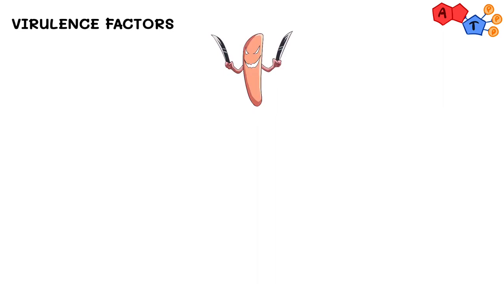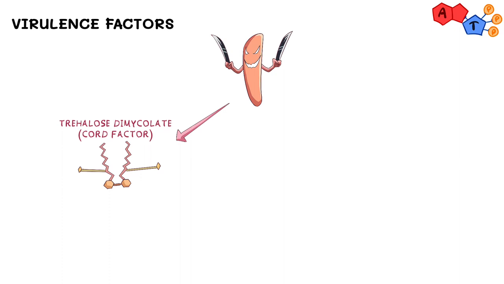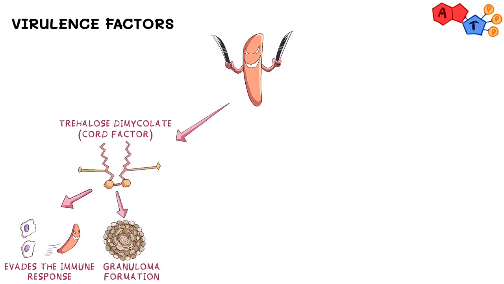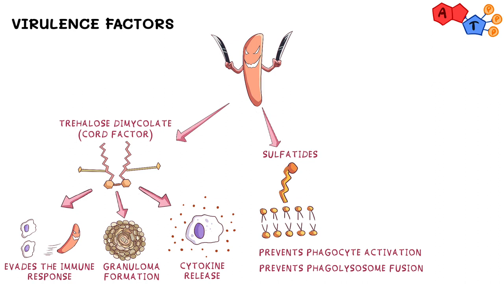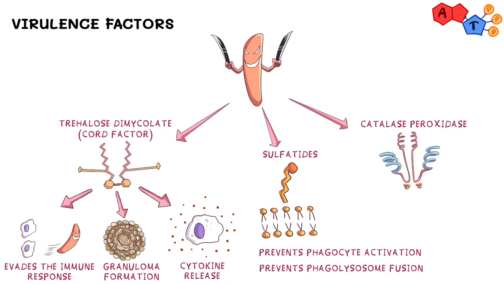TB has multiple virulence factors, so let's talk about a few of them now. The first one is trehalose dimycolate, also known as cord factor. This helps TB evade immune response. It has also been shown to cause granuloma formation and trigger cytokine release. Then we have sulfatides, which are glycolipids on the surface of mycobacteria, and they prevent phagocyte activation and phagosome-lysosome fusion. This allows for the survival of the mycobacteria inside of cells. Lastly, catalase peroxidase. This is an enzyme which allows TB to be resistant to host cell oxidation.